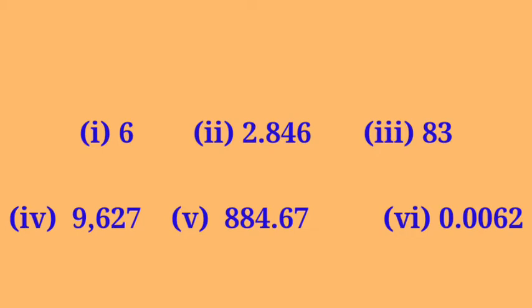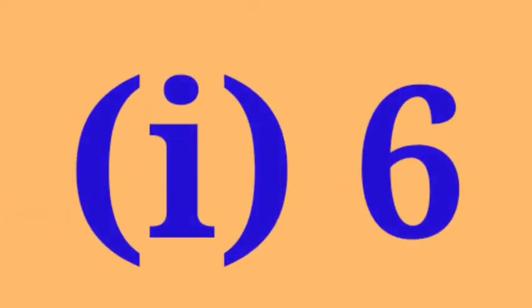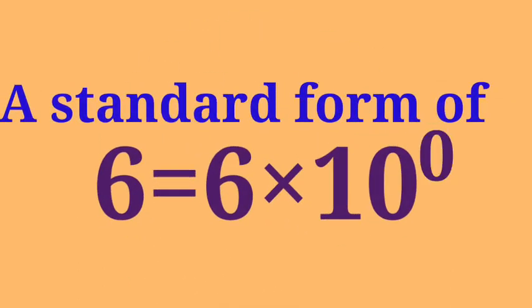Let us see the solution for each number, the way we can express each of the given numbers in the standard form. The first number is 6. The standard form for any counting number made up of a single digit is equal to that digit multiplied by 10 raised to 0. It means that a times 10 raised to 0. So the answer for the given number, which is 6, will be 6 times 10 raised to 0.